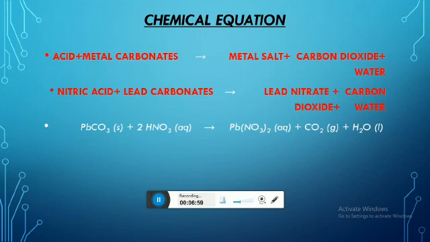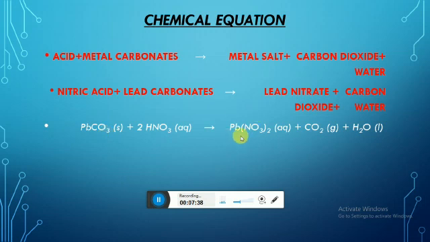(aq) stands for aqueous solution, so HNO3 is an aqueous solution of the acid, and PbCO3, which is lead carbonate, is (s), which stands for the solid state. So this is the chemical reaction when HNO3, which is an acid, reacts with PbCO3, which is a metal carbonate. We will get lead nitrate, carbon dioxide and H2O, which is water, and the lead is Pb. Keep in mind NO3 stands for nitrates.